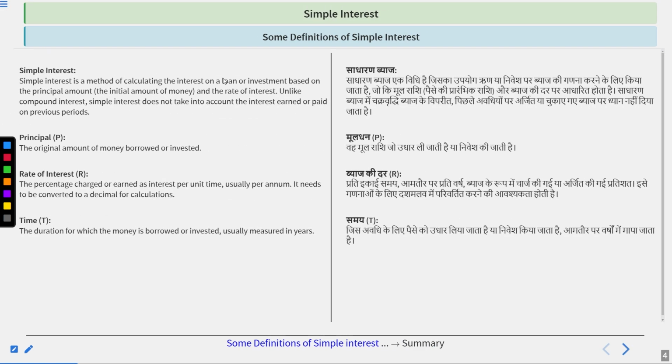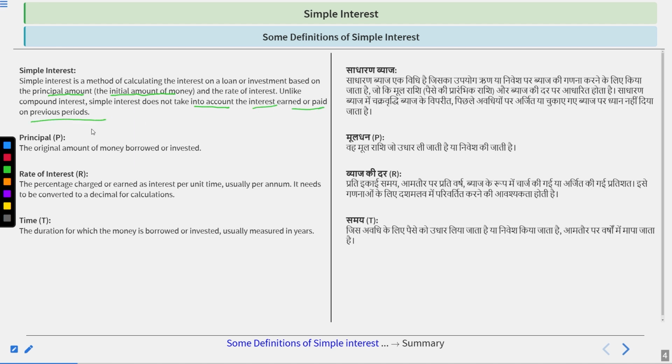Now, see some definitions of simple interest. Simple interest is a method of calculating the interest on a loan or investment based on the principal amount, the initial amount of money, and the rate of interest. Unlike compound interest, simple interest does not take into account the interest earned or paid in the previous period.